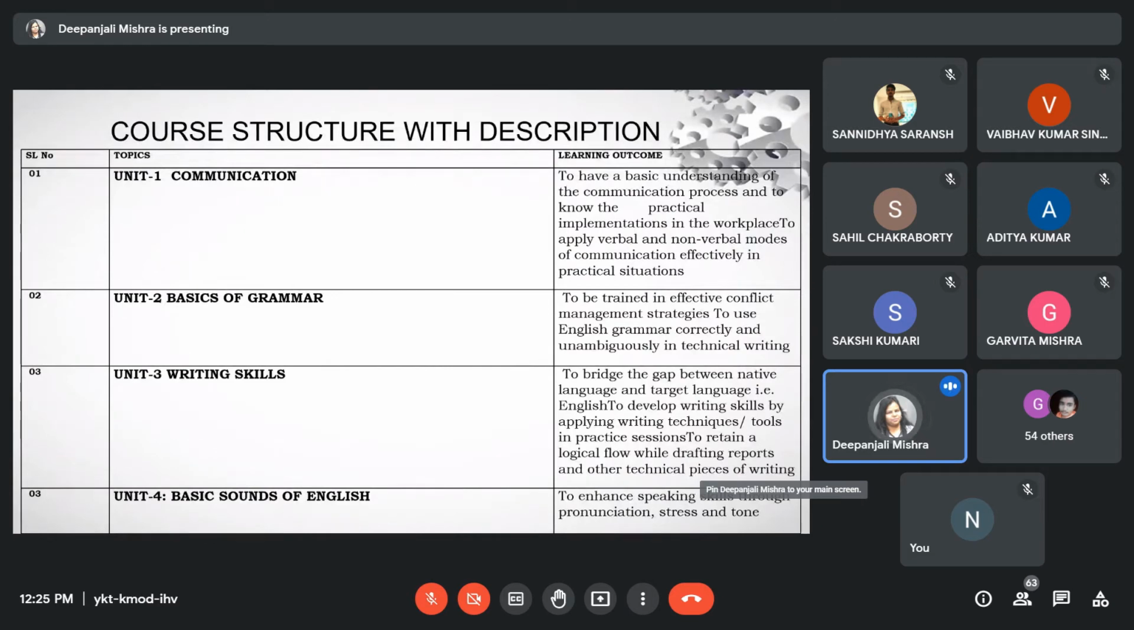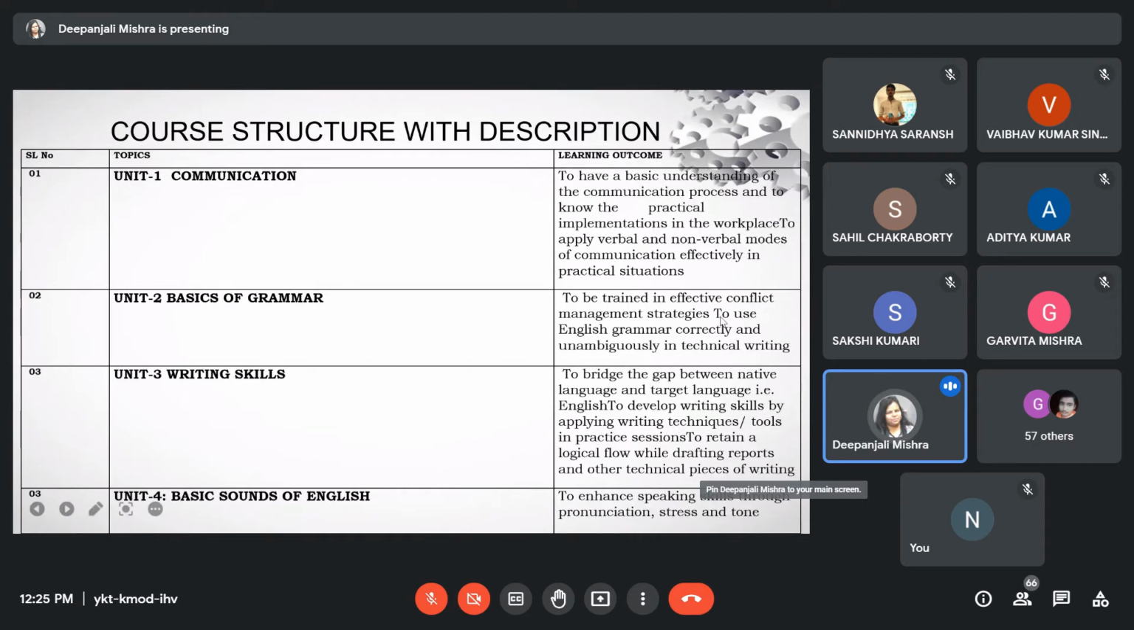Communication is not just interaction. Communication is more than that, and professional communication takes place in a scientific process. Now, what is a process? A process is something which follows step by step. So we will discuss that. That is why the learning outcome is to have a basic understanding of the communication process and to know the practical implementation in the workplace.